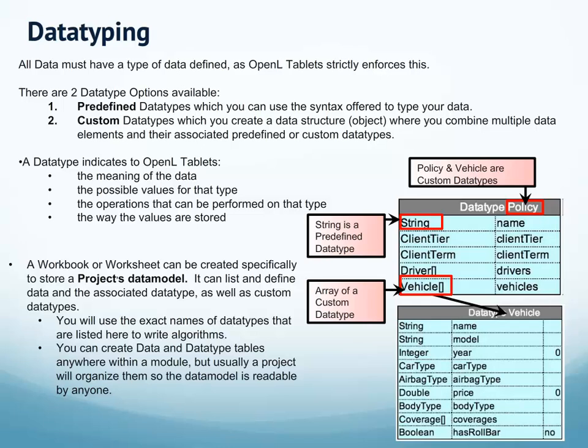Now you'll see we have a custom data type called vehicle below where we've created that custom data type for this project, but in the policy data type table, vehicle can be an array, and that means that you can have multiple vehicles for a policy. And you know, in an auto insurance policy, you could have multiple vehicles on one policy. So this creates this hierarchy of data and the possibility to store more than just one instance of a data type.